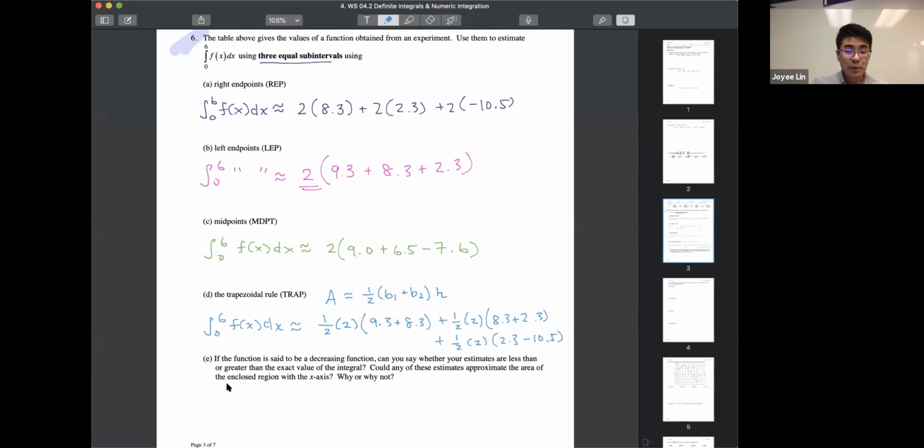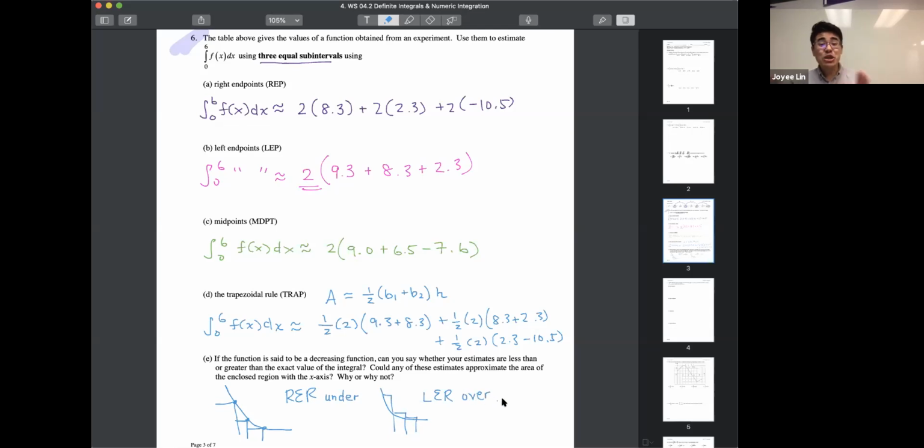When you have right endpoints and your function is monotonic decreasing, you're actually under approximating, and you can draw out a picture, right? Because your right end rectangles are going to hit and you have all that empty space below the curve. So RER is under. If you have left-hand rectangles and you have a decreasing function, then you have an over approximation. So LER is over.